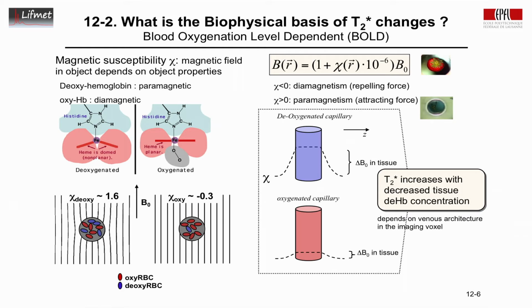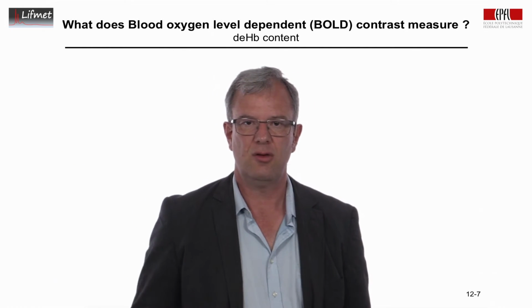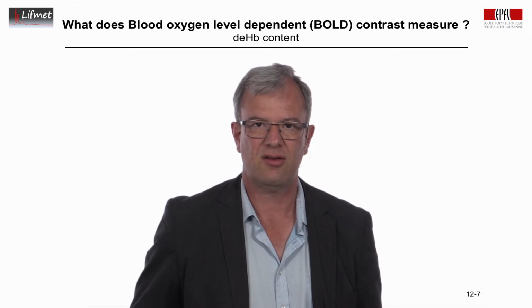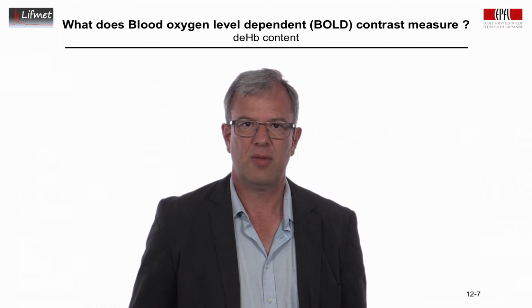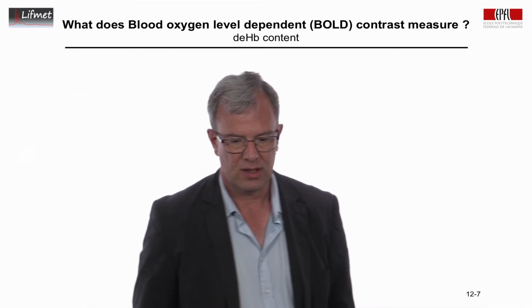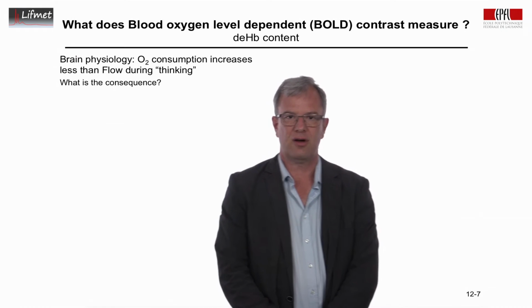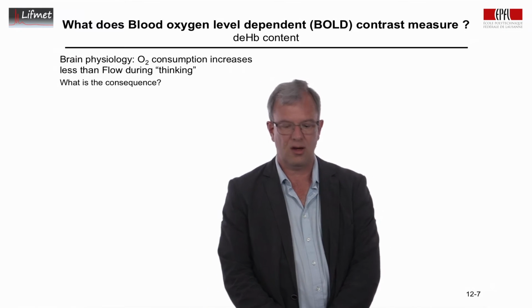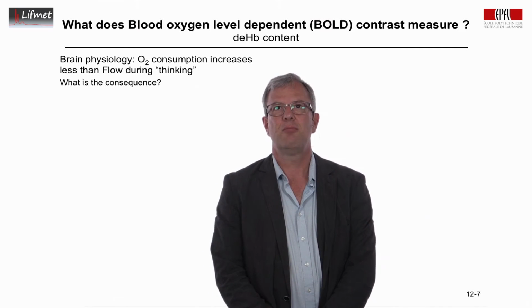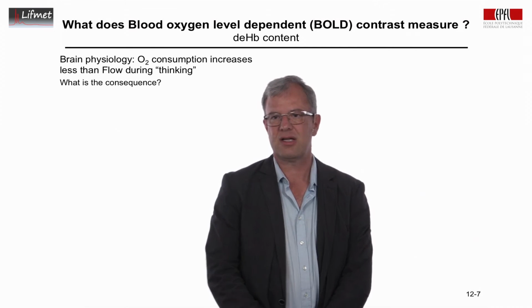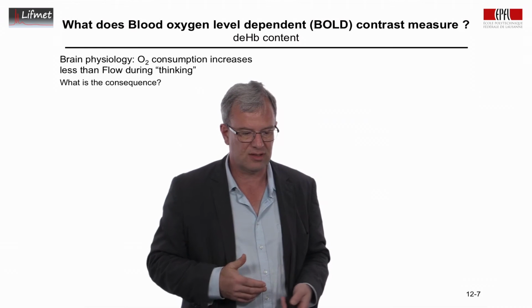randomly ordered. So now, how do we get from a change in delta B0 that's induced by susceptibility changes in the vessel to a contrast that is dependent on the blood oxygen level? So we know from brain physiology, we've discussed this in course 7 of the first part of this course, that the oxygen consumption increases much less than blood flow during a mental task. The mental task can be finger tapping, it can be really a mental task, it can be looking at an image, it can be listening to a sound, etc.